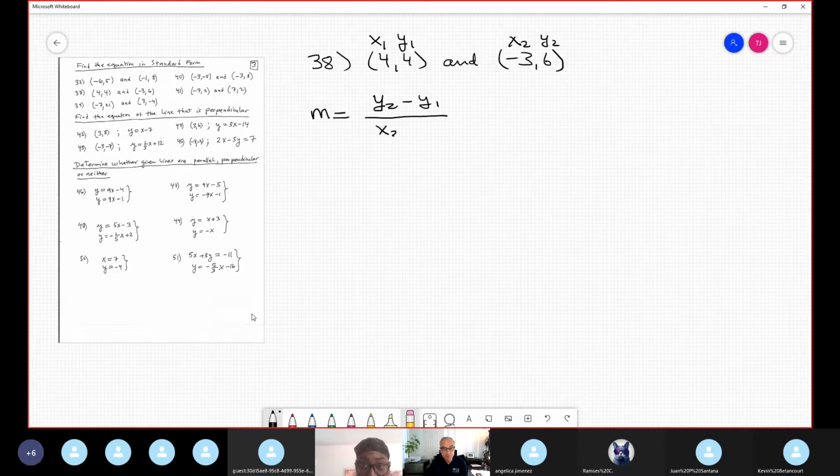This is a formula. In our specific example, y2 is 6, y1 is 4, x2 is -3, and x1 is 4, minus 4. We have 2 on the top and -7 at the bottom. This is the slope. Now, find the equation of the line using that formula.